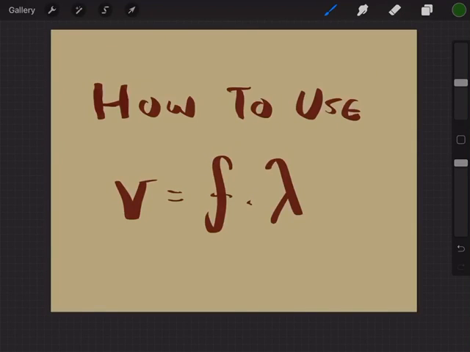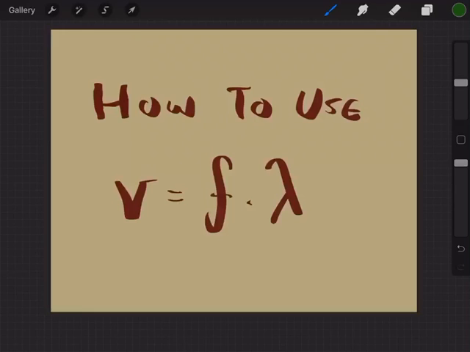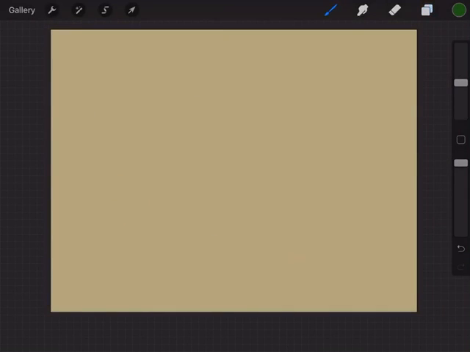Alright, in this video we are going to learn how to use the equation v equals f times lambda. Now, one thing you may have noticed is that I did not call that upside down giraffe looking thing, or whatever you want to call it, squiggly y or upside down y. I just called it lambda.